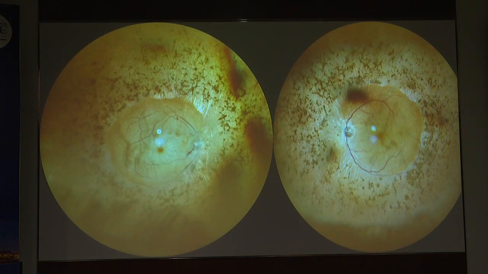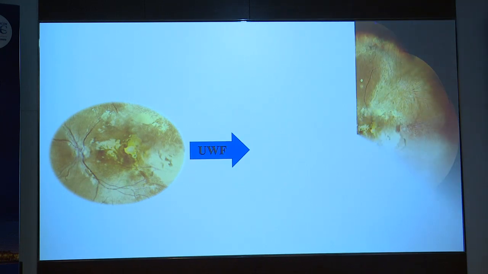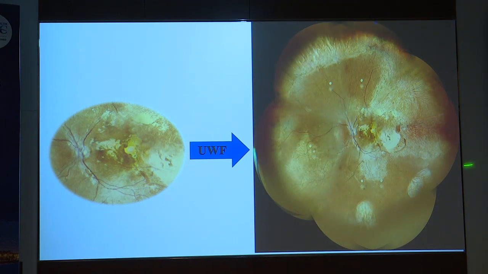So this is the picture on an ultra wide field. It is self-explanatory. This is a case of RP with a macular edema. Case number 12. Now she is a premature baby, referred to us for screening. Now look at this. This is the routine standard photograph which was taken by one of my colleagues. And when we did an ultra wide photograph, self-explanatory, retinoblastoma, multiple tumors with seedlings all across into the vitreous.